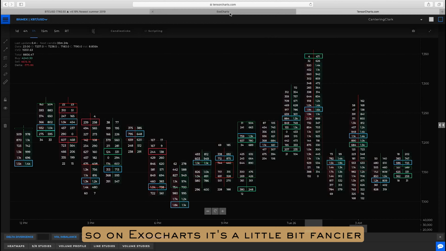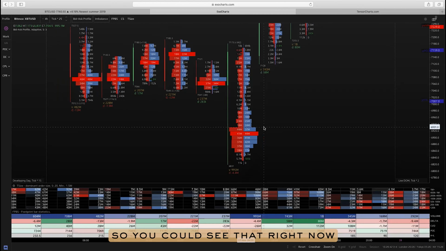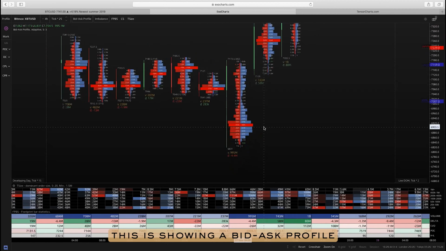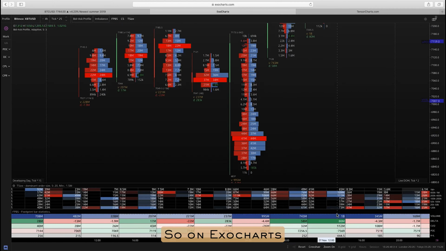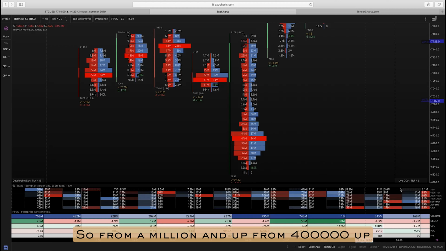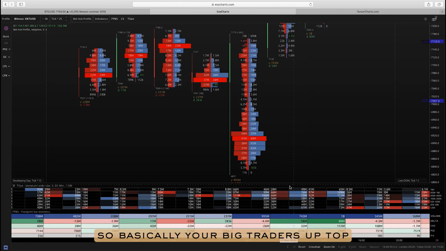So on Exocharts, it's a little bit fancier. So here is Exocharts. You can see that right now, this is showing a bid-ask profile. So I'll just run through what else this shows as well. On Exocharts, we have a breakdown of the dominant order size. So from 1 million and up, from 400,000 up to 1 million, 200,000 up to 400,000. So basically your big traders up top over here, your smaller traders down here, and then as a breakdown of delta, it'll show you who is more aggressive.